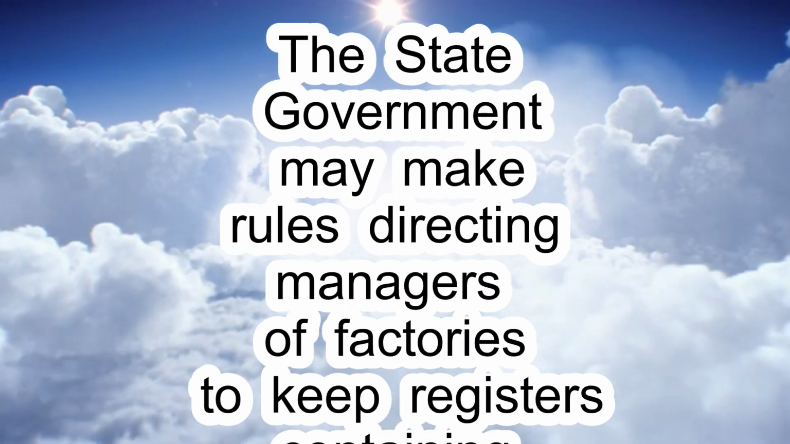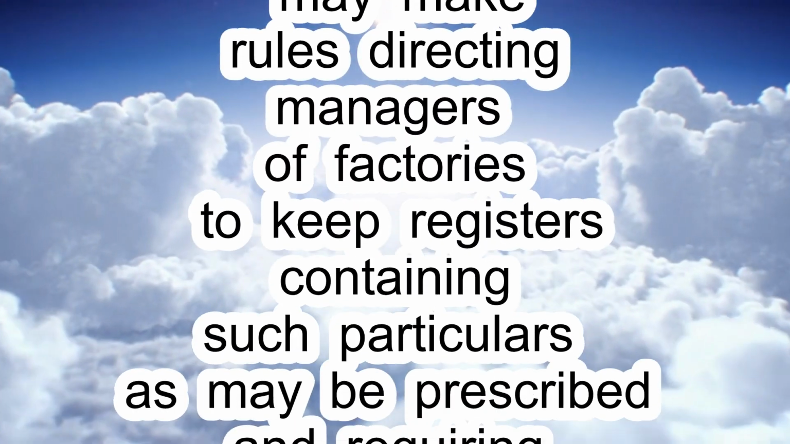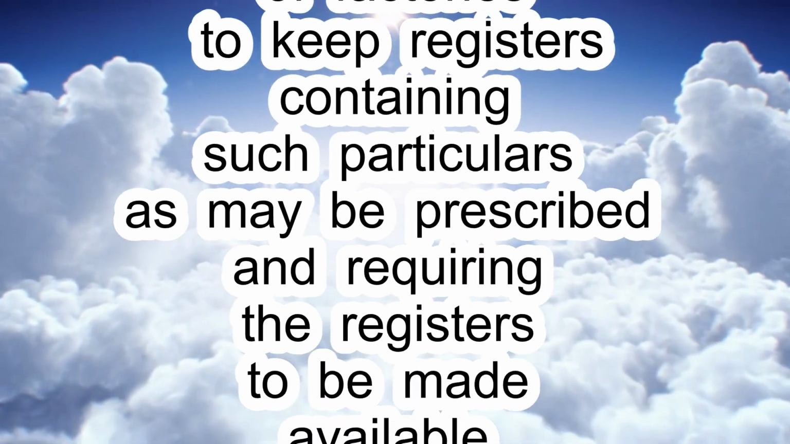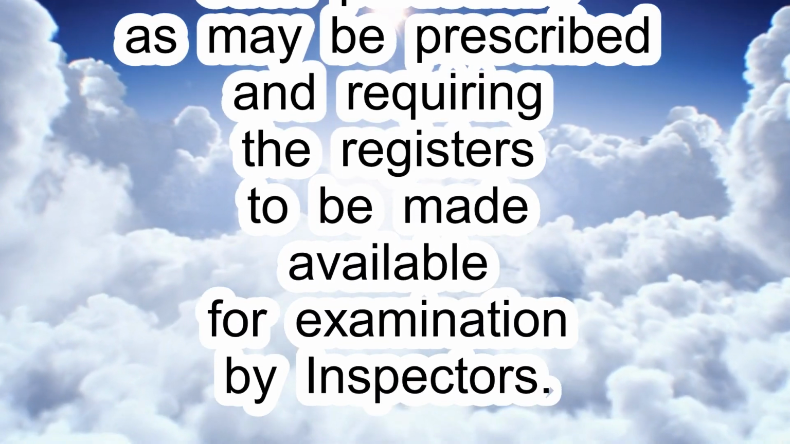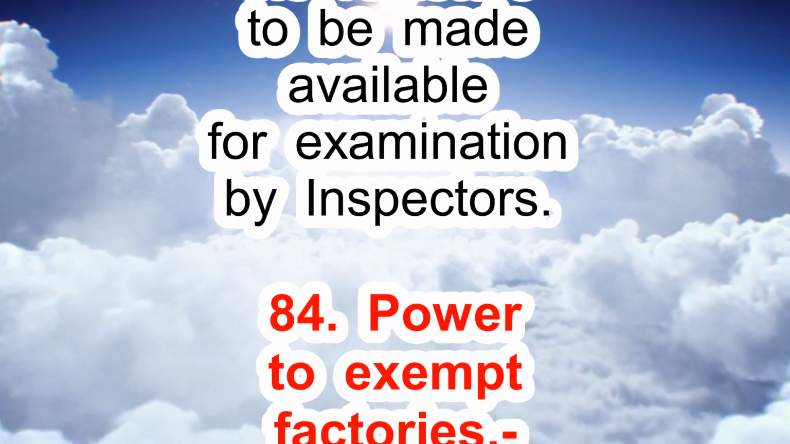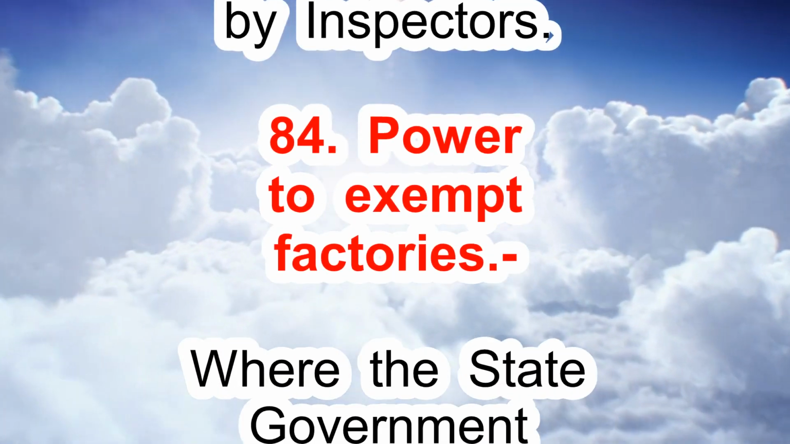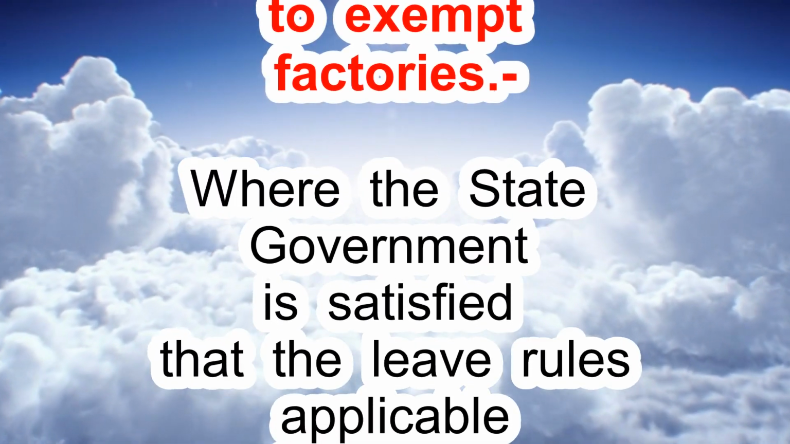83. Power to make rules. The state government may make rules directing managers of factories to keep registers containing such particulars as may be prescribed and requiring the registers to be made available for examination by inspectors. 84. Power to exempt factories.